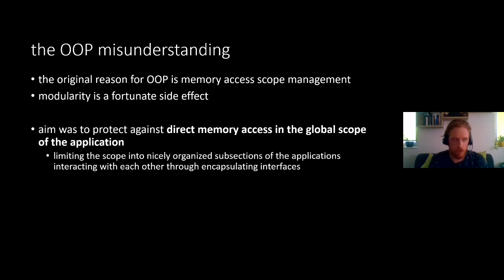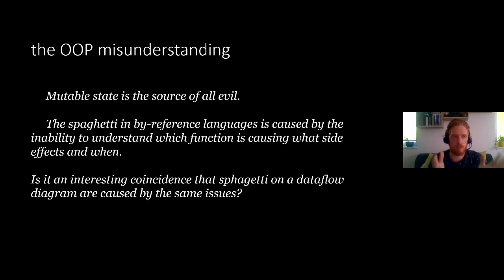So the first point of object-oriented programming and this concept was to substantially limit this access to the global scope of the application, and instead enforce some kind of modularization of the application into these objects that you can only interact with through encapsulated interfaces. So the problem here was that mutable state was everywhere. Still, the mutable state was the source of all evil. And the spaghetti in by-reference languages was caused by the inability to understand which function is causing what side effects and when those side effects are happening.